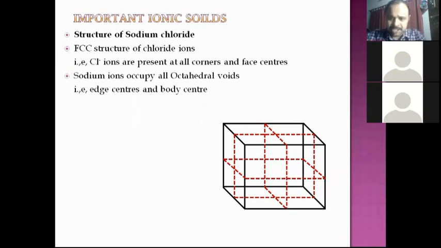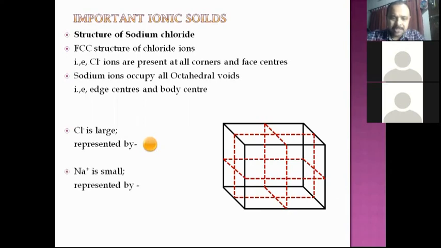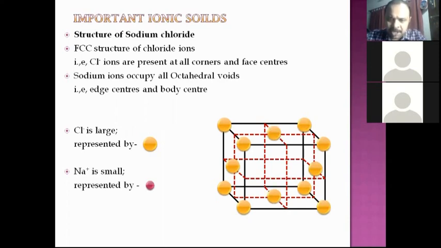Now let's see the structure. This is a cubic unit cell. All lattice points of the FCC cubic unit cell are occupied by Cl minus, and all edge centers and the body center, that is the octahedral voids, by Na plus. Cl minus is large, hence represented by a yellow spherical particle like this. Na plus is small and is represented by a purple particle like this. So now we'll see how these particles are occupied there. Corners, face centers. That's all, no? Is there anywhere else Cl minus is required, or that's all?